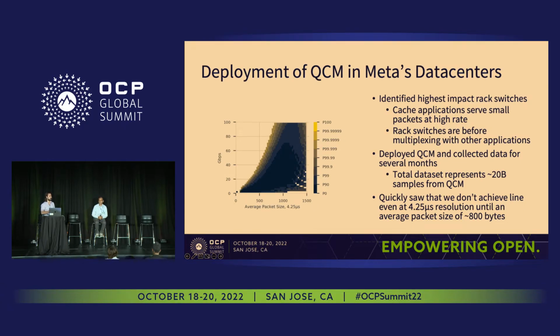We chose rack switches because the traffic is least multiplexed there, so you don't get the benefit of averaging out over different traffic profiles. We could isolate racks that we knew had the worst case traffic, so the highest packet rates with the smallest packets.